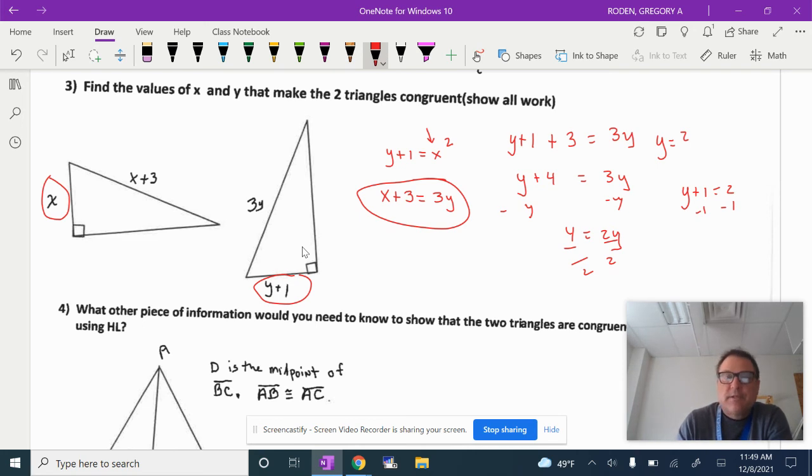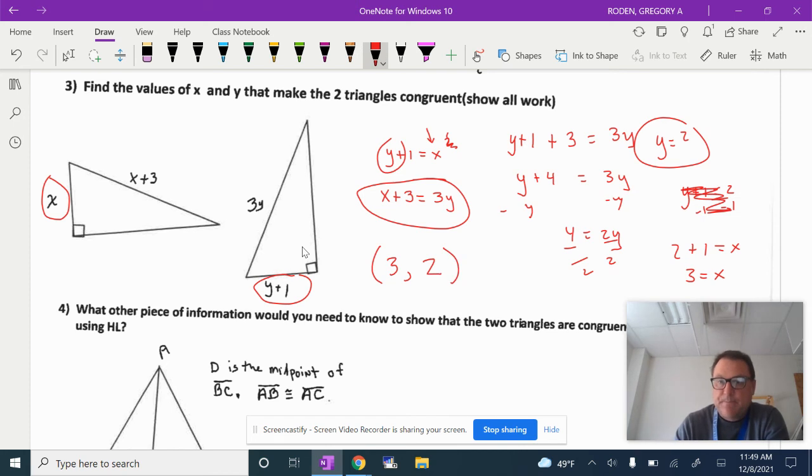Oh, my bad. Sorry. Because y equals 2, I'm going to replace this y right here with a 2. So I have 2 plus 1 equals x, right? And so 2 plus 1 equals 3, so x equals 3. So our solution is going to be x is 3 and y is 2. And I'm done. All right, next one.